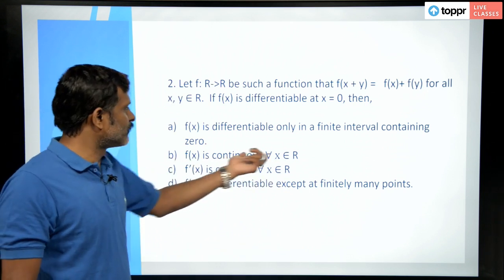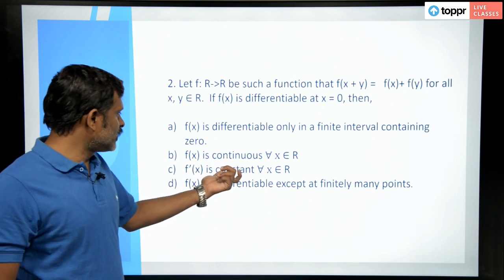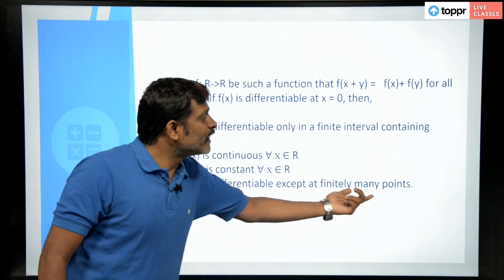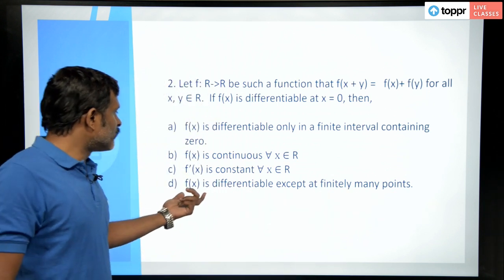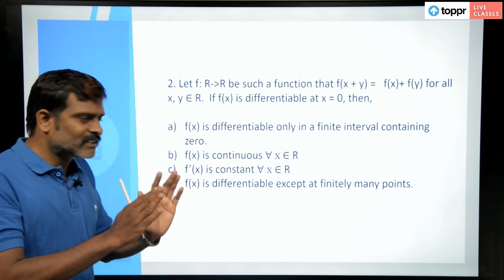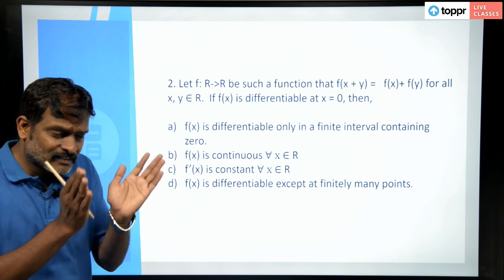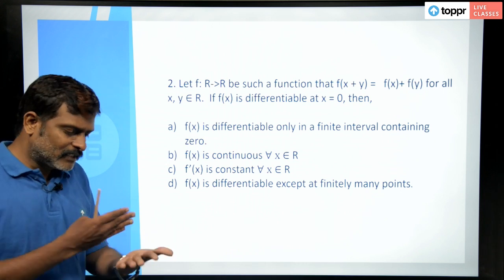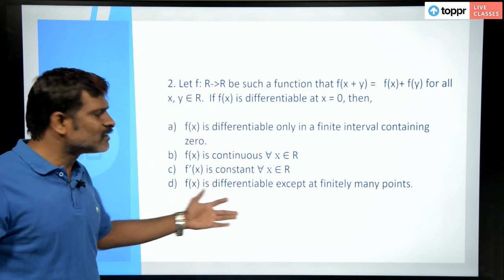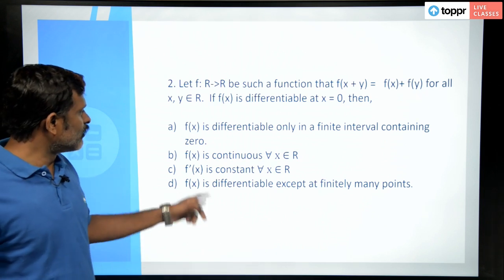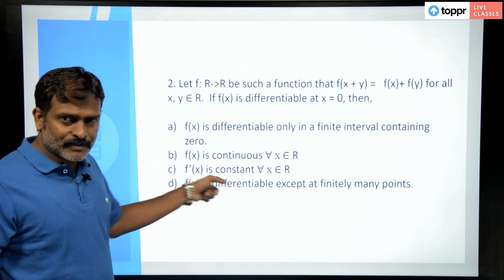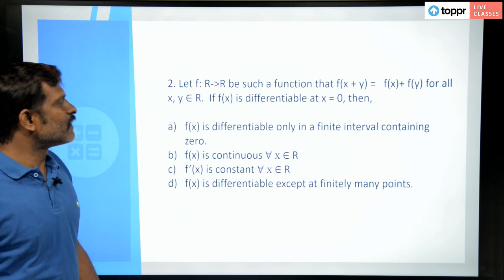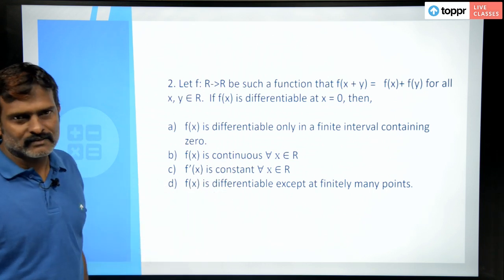He is asking us to check whether f of x is continuous or not. f dash x is constant for all x belongs to R. f of x is differentiable except at finitely many points. So, he is asking us to check whether f of x is differentiable everywhere except for finitely many points, meaning there are some points where the function is not differentiable. So, you have to check whether it is entirely differentiable on the real numbers, or there are some points where it is missing differentiability, and then whether it is a continuous function, and then whether f dash is a constant, and then whether f of x is differentiable only in a finite interval containing 0. This is what he is asking us to check.